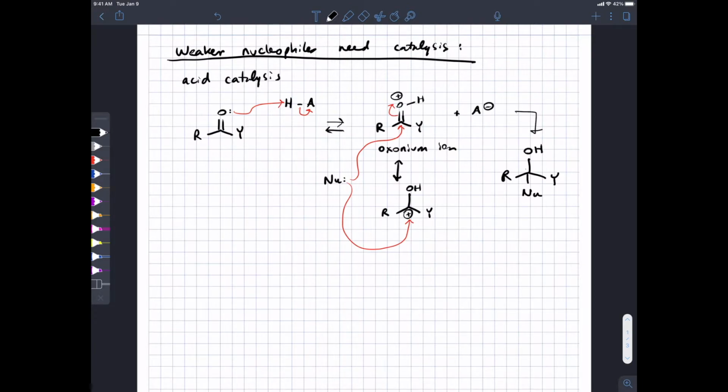Yes? Why would the conjugate base of the acid not act as the nucleophile? So let me see if I heard that right. Why doesn't this conjugate base A do the attacking? Sometimes it will. We're being very general, and in some cases we'll use hydronium as the acid, and in the second step water will attack. It will just depend on the identity of the nucleophile that we want to use and the identity of the acid. So that's a good thing to be aware of. Other questions?